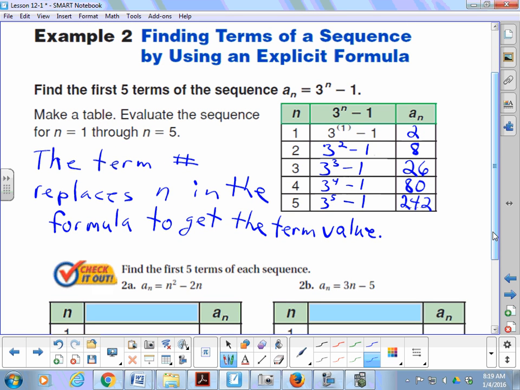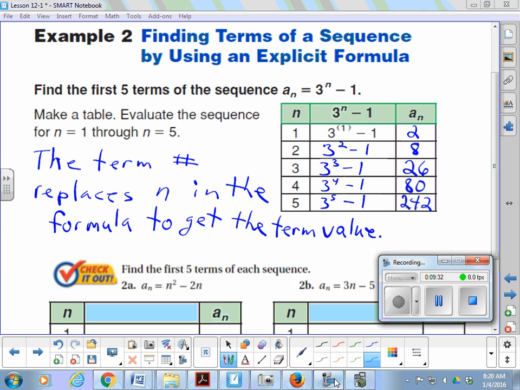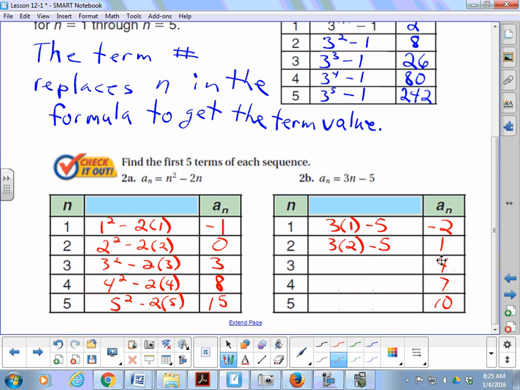So the explicit rule is different in the fact that we're just replacing the term number for n. In a recursive, we replace the answer for a sub n minus 1. Okay, so just have to make sure you pay attention to the difference between recursive and explicit formulas. Recursive, we use the last answer feature of our calculator to find it. And with explicit, we can actually put it in our y equals and find it.